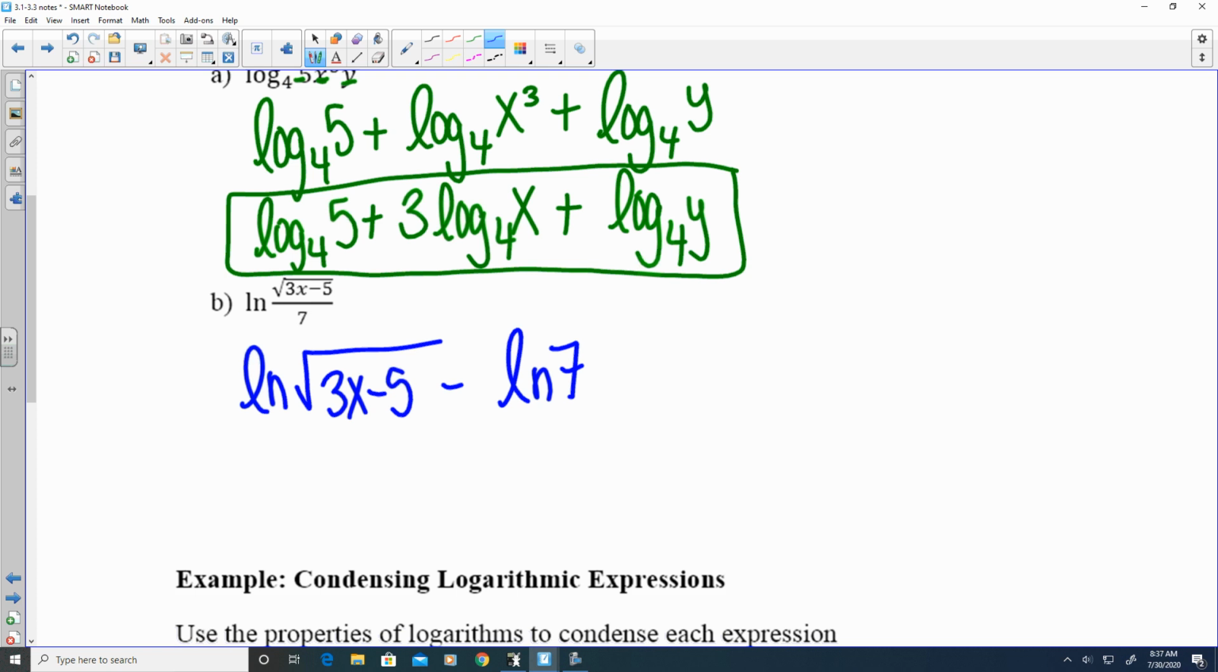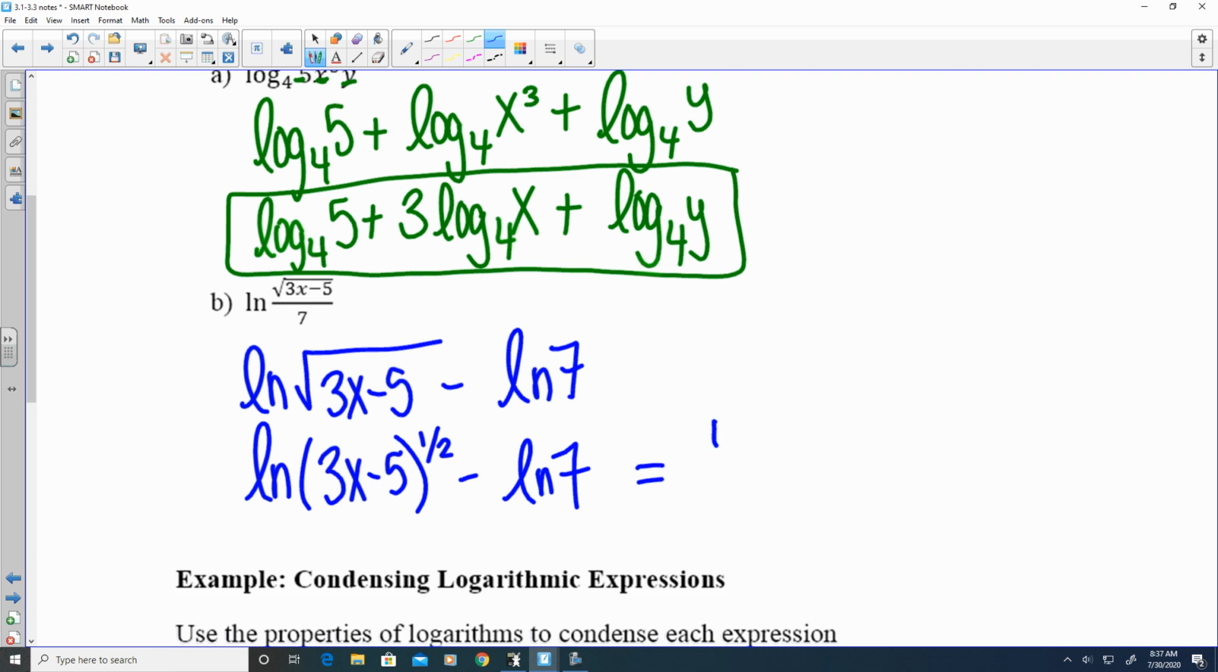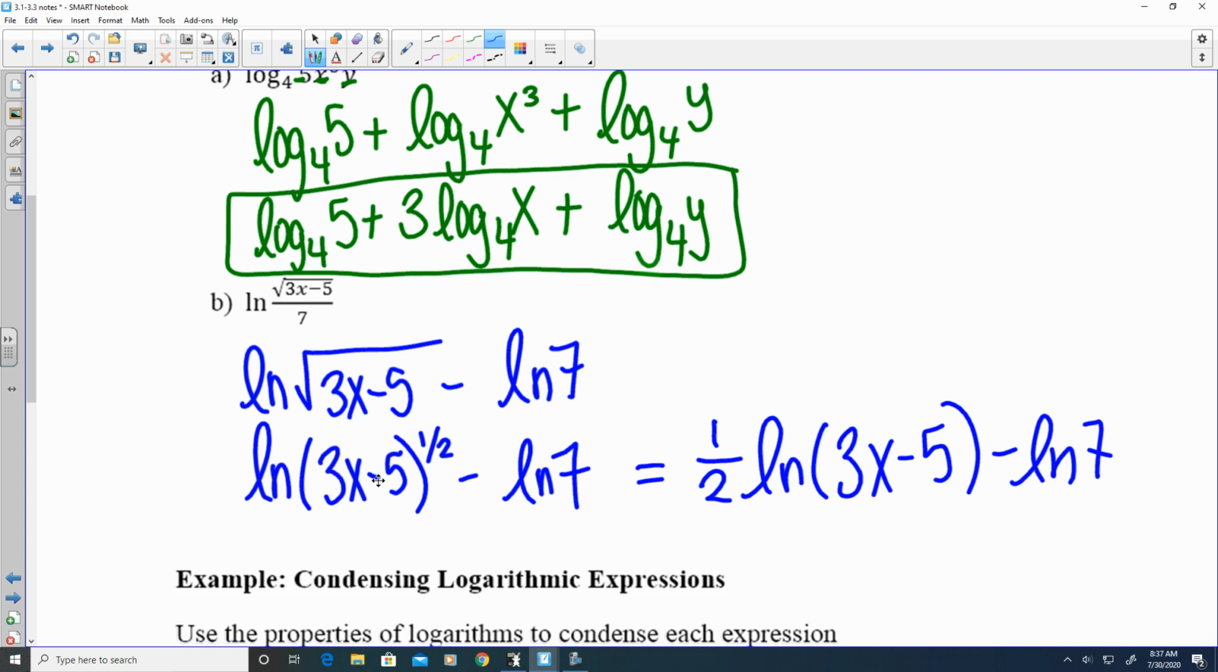So remember that a square root is the same thing as a 1/2 exponent. So first we're going to rewrite that as a 1/2 exponent, and then realizing that to fully expand, that 1/2 would have to come out front. And everything else will stay the same. That is that.